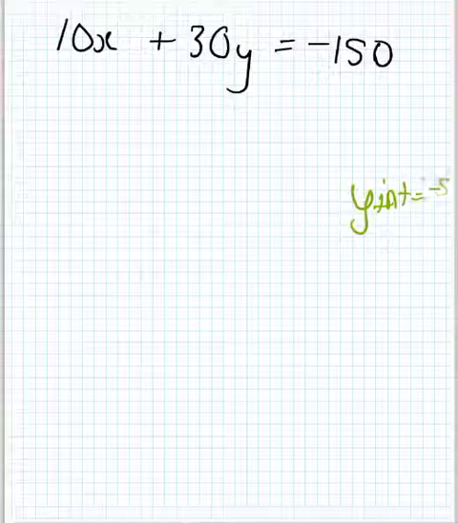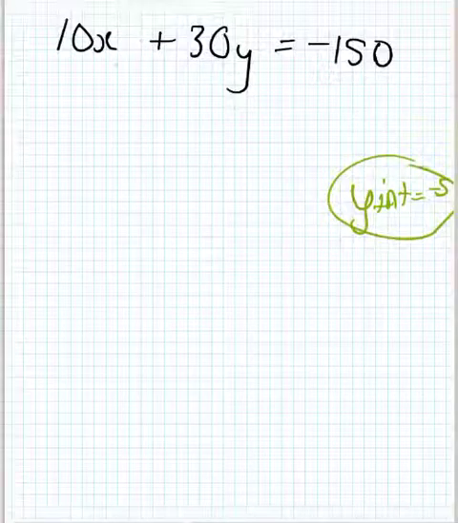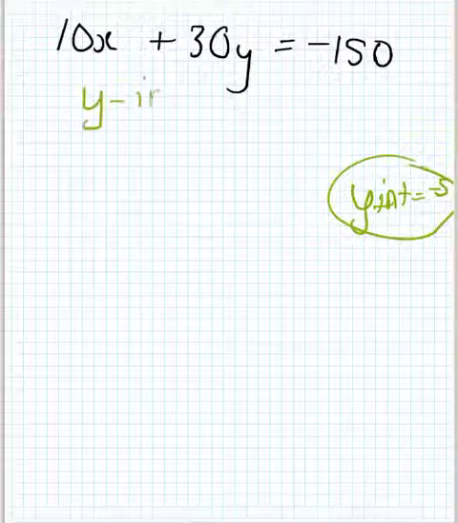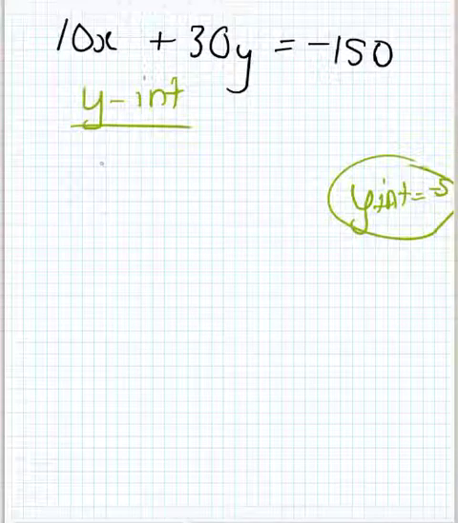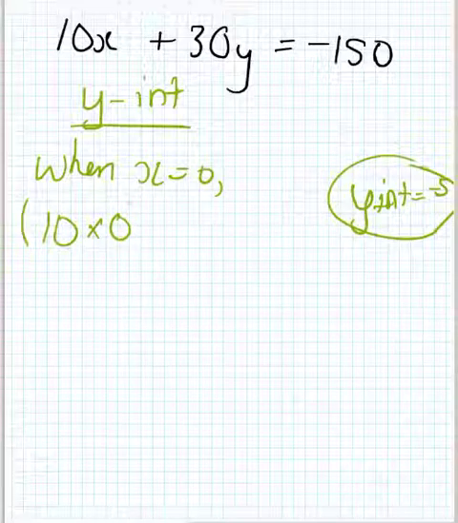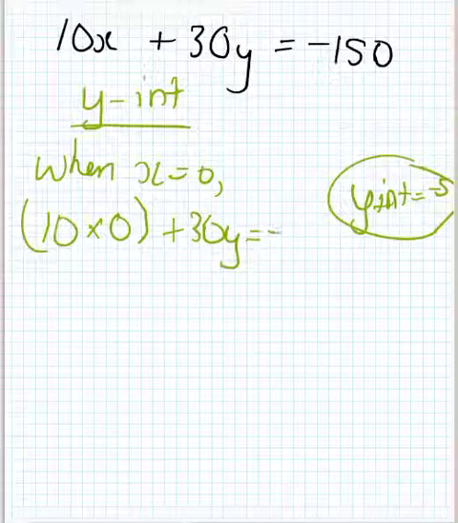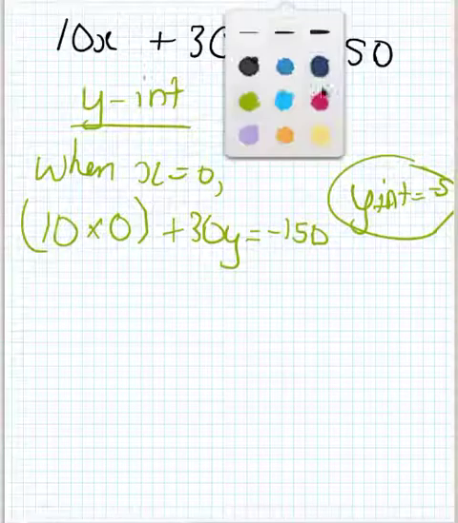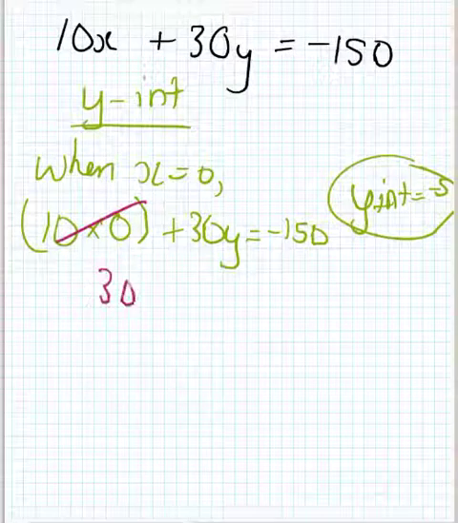Let's see if we make x equal 0 here, that we get the same thing. To find the y-intercept, that's our first one we're doing, it's when x equals 0. To show clear working out, you write down what you're finding. In this case, the y-intercept when x equals 0. So when x is 0 in our equation, we have 10 times 0, which gives us 0, plus 30y equals negative 150. So this is gone, and we're left with 30y equals negative 150.